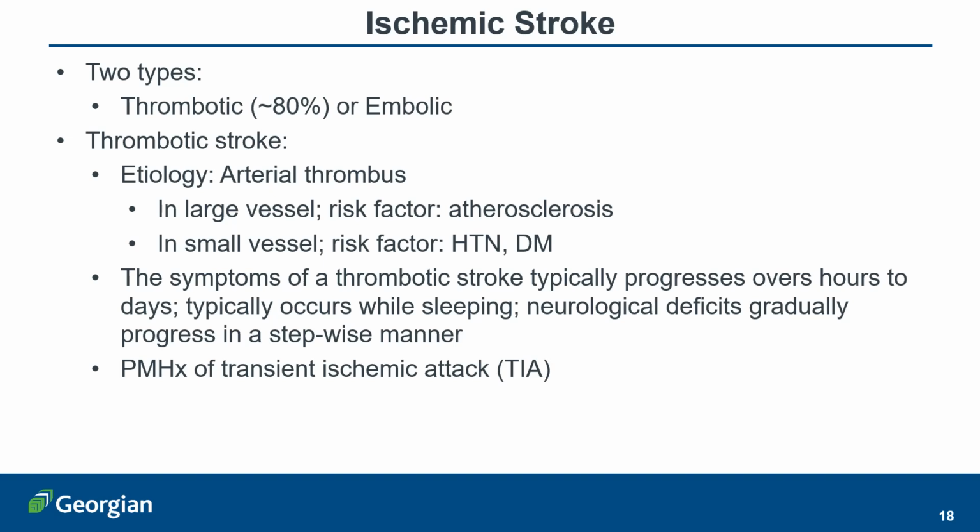In terms of the prior medical history for a thrombotic stroke, usually the client or patient has prior evidence of transient ischemic attack. And remember, a transient ischemic attack is when the clinical manifestations are similar to a stroke, but transient in nature. In other words, it resolves within 24 hours, and there are no abnormalities on brain imaging. There's no evidence of any infarction on a CT or MRI scan.